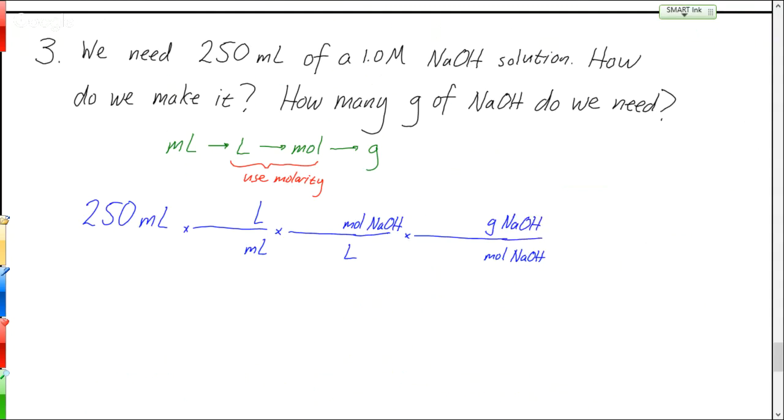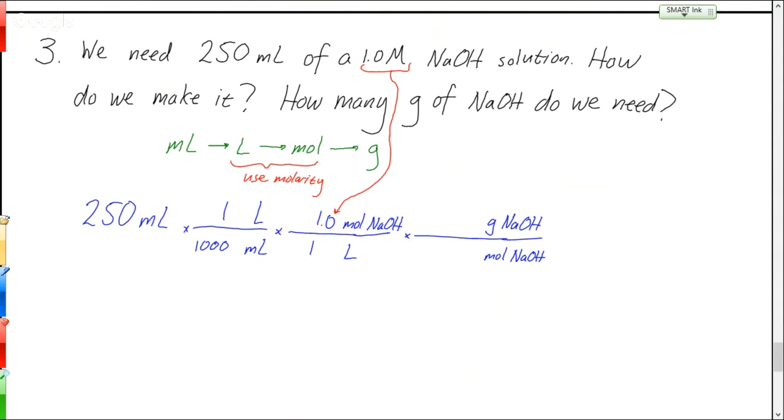Let's fill in those numbers. 1,000 milliliters per liter. 1 mole of NaOH per liter, that comes from the molarity. So I guess it should really be 1.0, but that's not going to change our calculation. And then the final number is grams of NaOH per moles of NaOH.